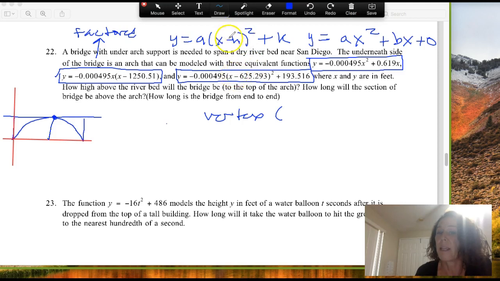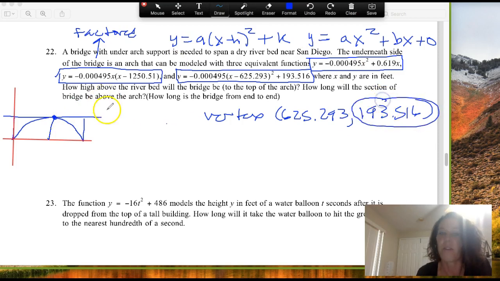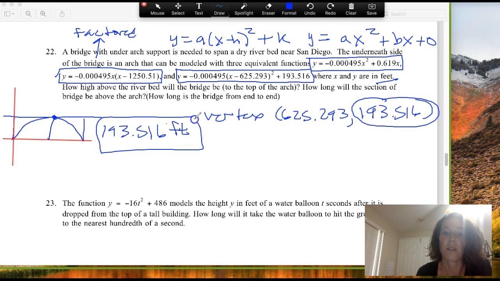negative, because this is negative and this is negative, it's going to be positive 625.293. That's the x value of my vertex. My y value of the vertex is 193.516. Now my a value is negative, so that means it opens down, which they already told me. So this will be a max value. How high above the riverbed will the bridge be to the top of the arch? What's the max value of the vertex? That's all it's saying. Well, that value is right here, the y value of my vertex. So how high will it be? It will be 193.516. They said it's in feet. Feet. Okay, that's the height. So there I answered my first question.